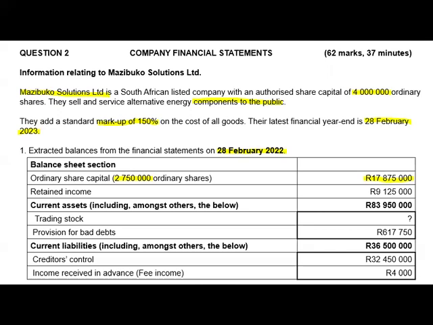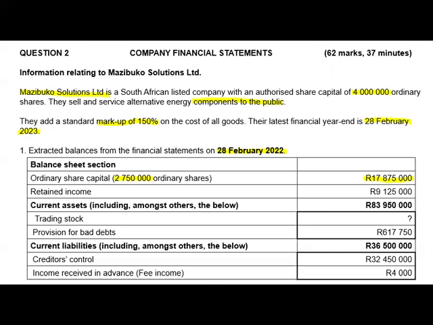When we take it up, that is when our provision for the current year is more than that provision, it will be an expense. The difference will be an expense. And don't write it as provision for bad debts. You write it as provision for bad debts adjustment. Okay, provision for bad debts adjustment. Remember that. Then it gave us current liabilities, creditors control, and income received in advance.